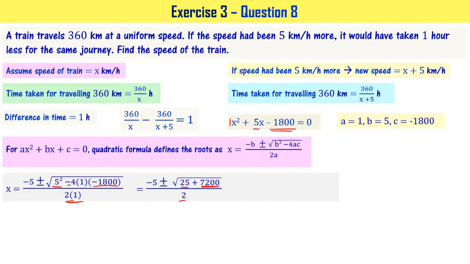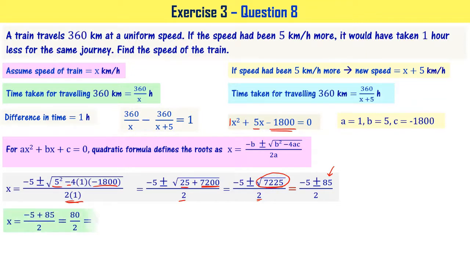Now let's simplify this further such that I can write it as minus 5 plus or minus square root of 7225 divided by 2, right? That is equal to minus 5 plus or minus 85 divided by 2. Square root of 7225 is 85. Now I can write x as minus 5 plus 85 by 2, that is 80 by 2, equal to 40. x equal to 40 is one value, and x equal to minus 5 minus 85 by 2, that is equal to minus 90 by 2, that is equal to minus 45.